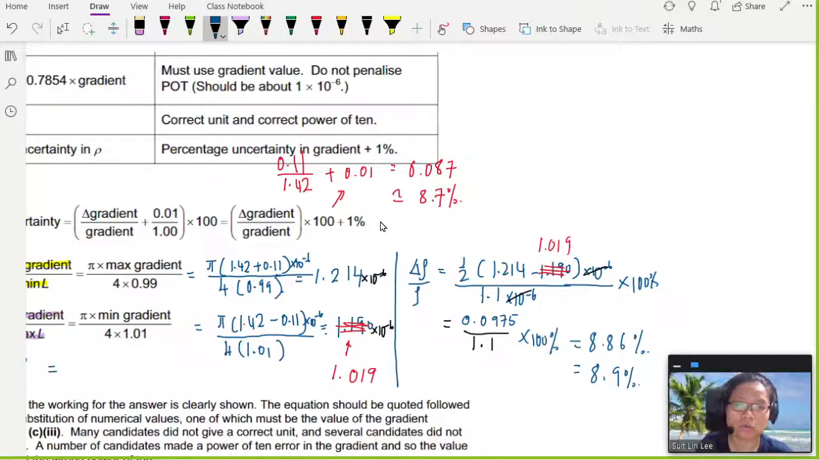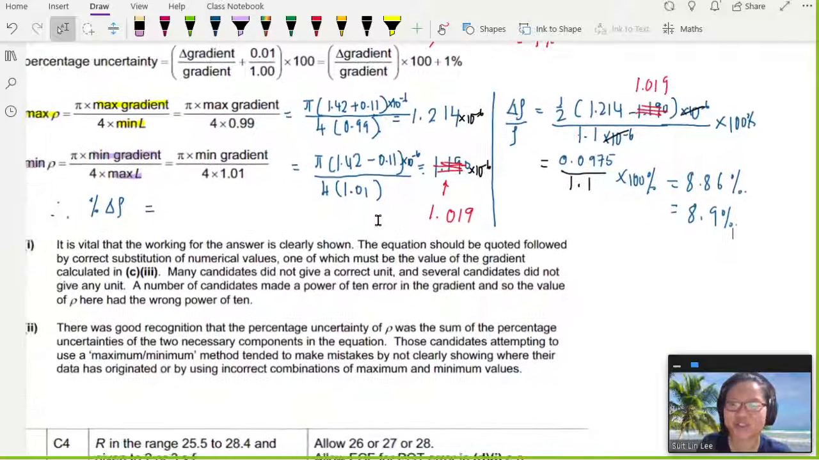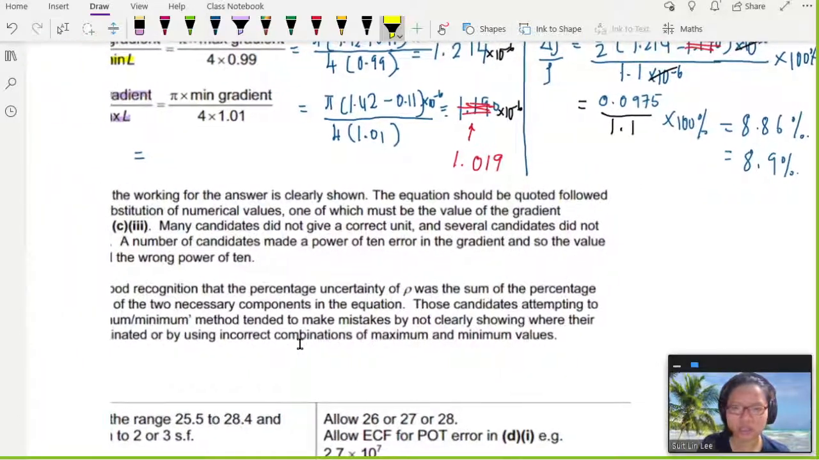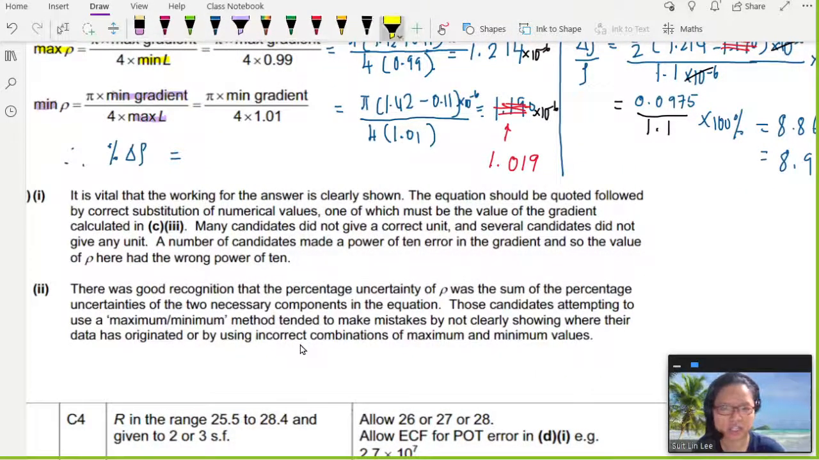Okay, so let me show you what the examiner report says. There was a good recognition that the percentage uncertainty of resistivity is the sum of the percentage uncertainties of the two necessary components in the equation. So you need to have length and then you need to have gradient.